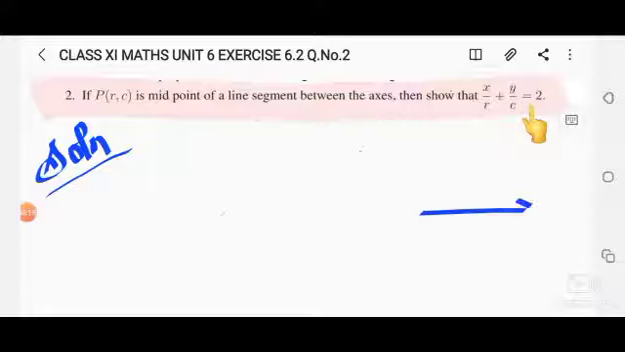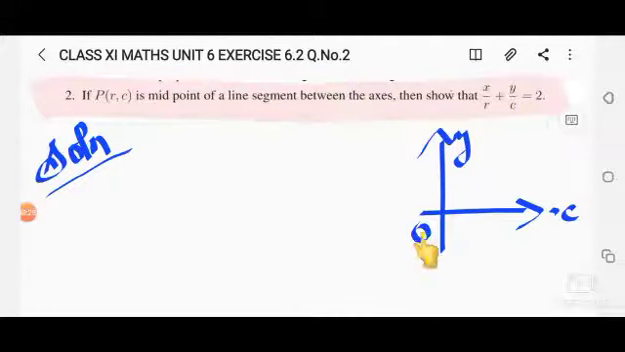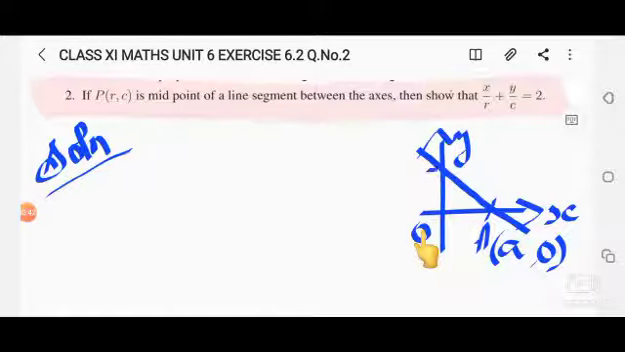Say this is the x-axis and this is the y-axis, and the meeting point of the two axes we call the origin. Assume this is a straight line, and in the x coordinate it meets a point A, where we assume the coordinate of A is a comma 0. And this is B, and we assume the coordinate of B is 0 comma b.